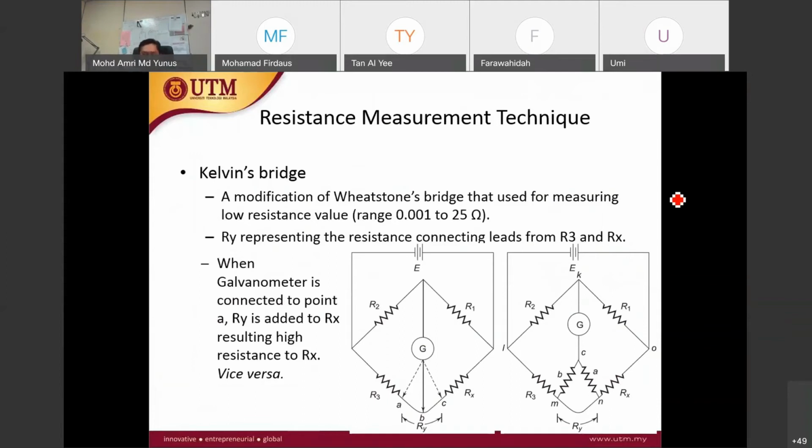Now we just discussed the Wheatstone bridge. Now we discuss the Kelvin bridge. Okay, Kelvin bridge is basically a modified Wheatstone bridge. It is used to measure low resistance value, range between 0.01 to 25 ohm. So basically, it looks like a regular Wheatstone bridge.